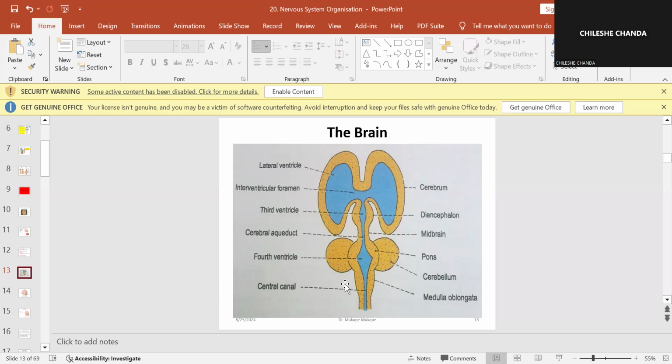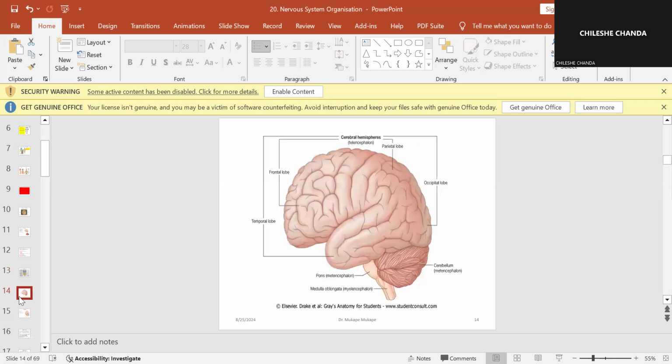The cerebral aqueduct is a narrow passage through which cerebrospinal fluid passes from the third ventricle to the fourth ventricle. And from the fourth ventricle, it goes all the way into the central canal of the spinal cord. So this is the ventricular system of the brain.